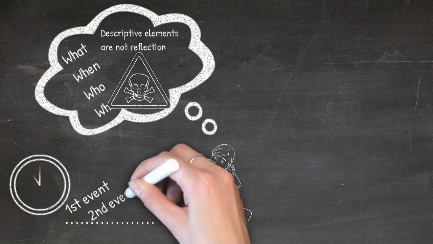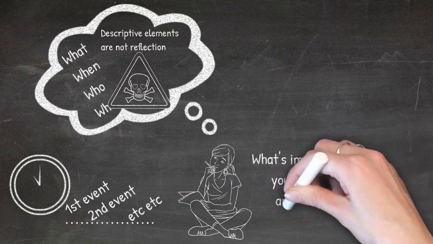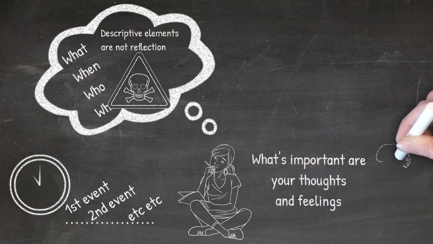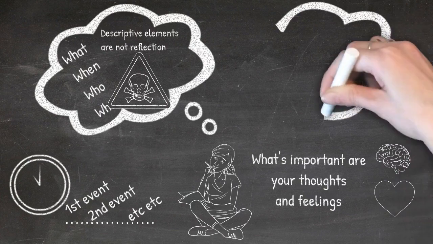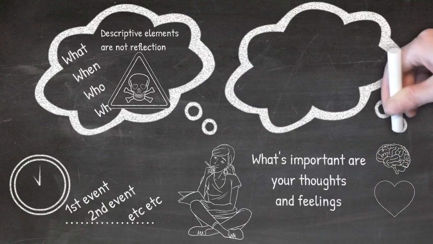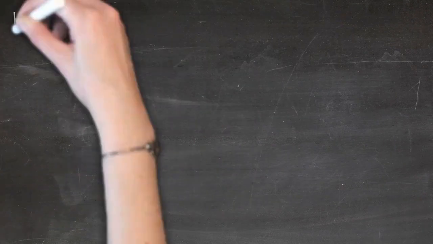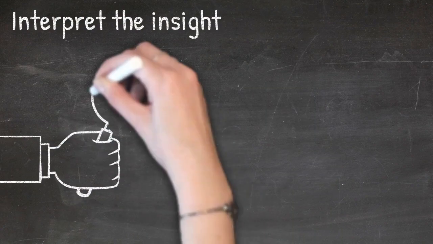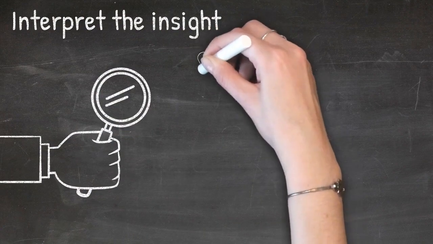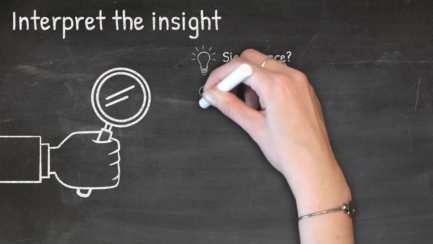What's really important here are your thoughts and your feelings. So rather than focusing on what, when, who, and where, focus on why, what happened, how it mattered, why you made the choices that you did, and ultimately what the implications are for your future. So in the next section, we interpret that insight, really put it under the magnifying glass. At the very least, you need to explain why the insight is significant in general, but specifically to you.